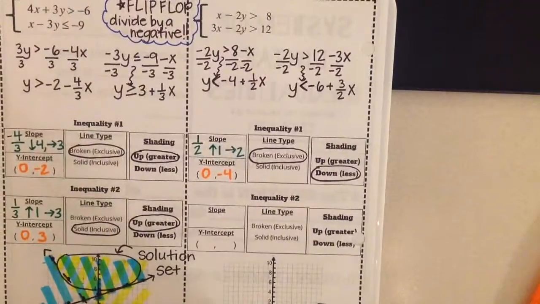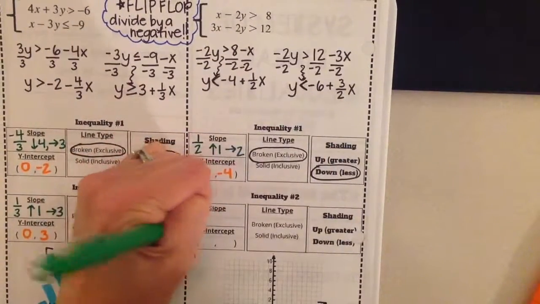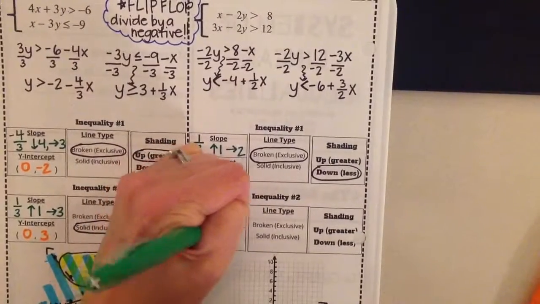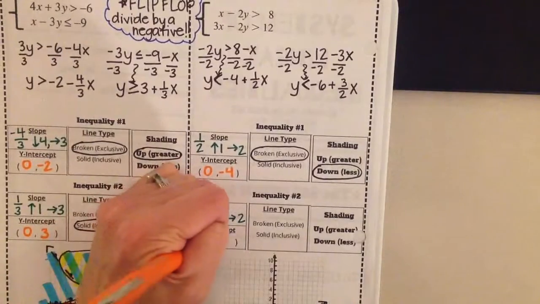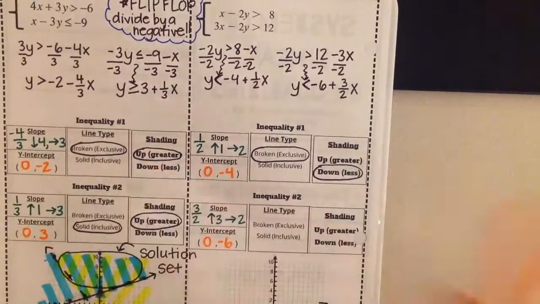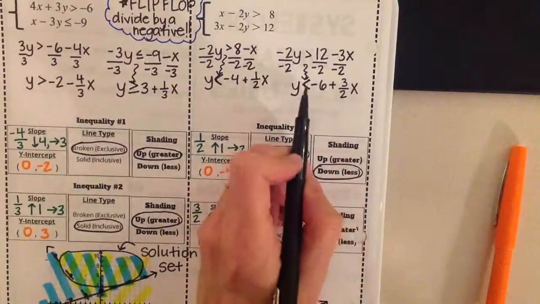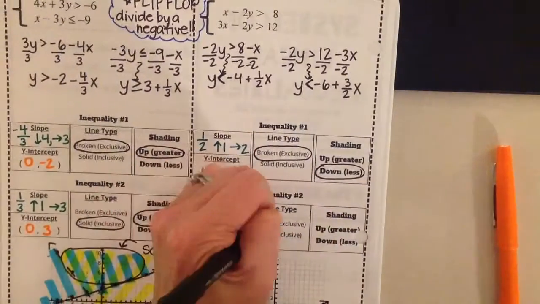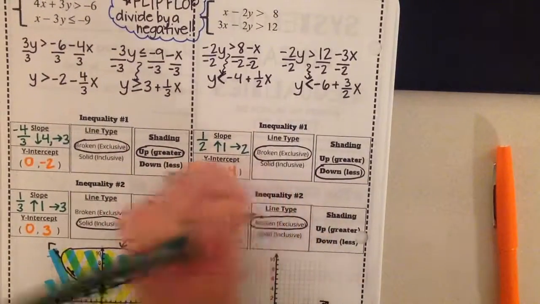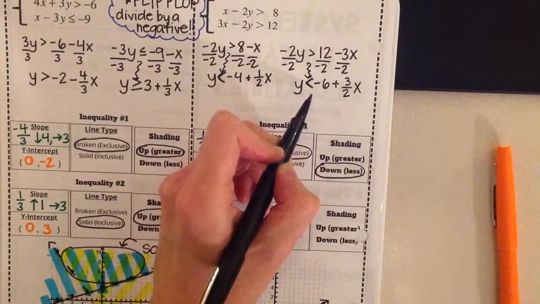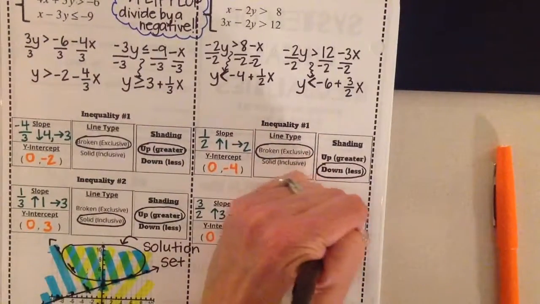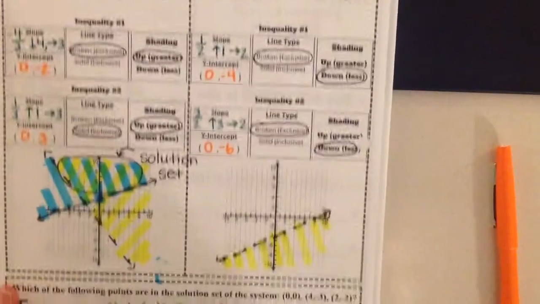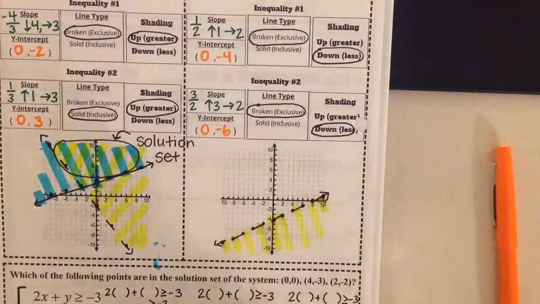And so now I can fill in my information. My slope is 3/2, so that tells me I'm going to move up 3, right 2. My y-intercept is going to be 0, negative 6. And if I look at my sign, it is a less than, which means it is going to be broken, no bar. And since it's a less than, that matches up with shade down, shade below. Okay, so now we're going to graph this inequality so that we have it.